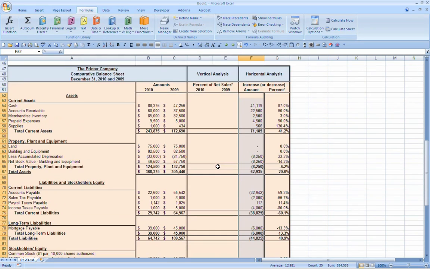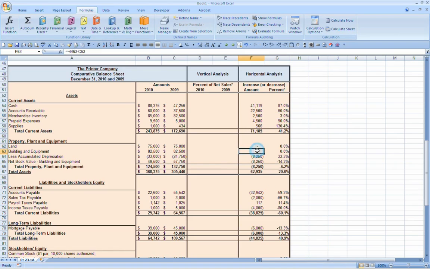So here we go. We have 87% more cash. We have 60% more accounts receivable, 130% more supplies. It's a small number. I'm not going to worry about it. Otherwise, that would be a lot. Inventory only jumped 3%. That's good. You're managing your cash. If your inventory is climbing dramatically, it's using up your cash. All your cash is tied up in inventory.